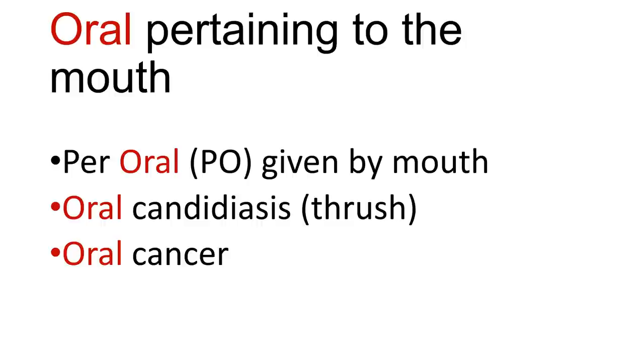So for example, a medication may be given PO, per oral. That means given via the mouth and usually intimates that that medication would be swallowed. Or you might come across oral candidiasis, which is a fungal infection in the mouth, often referred to as thrush because of the speckled appearance it can have. And oral cancers are relatively common, unfortunately, caused by such things as smoking and, in Asia, chewing betel nut juice.